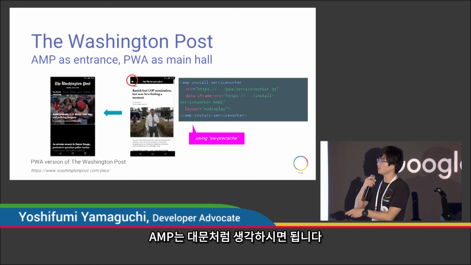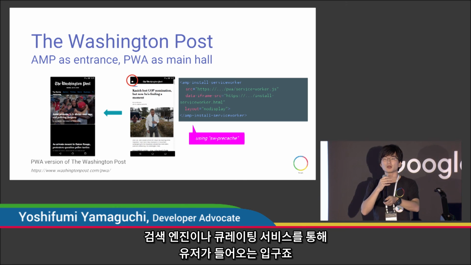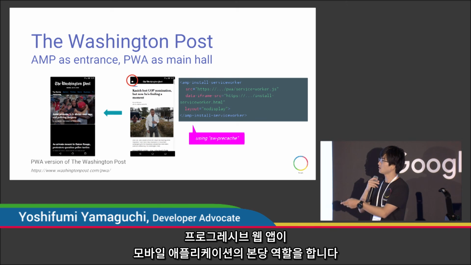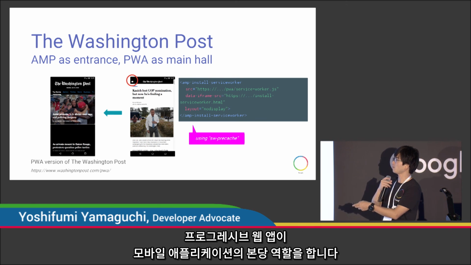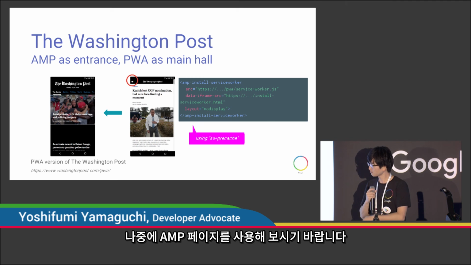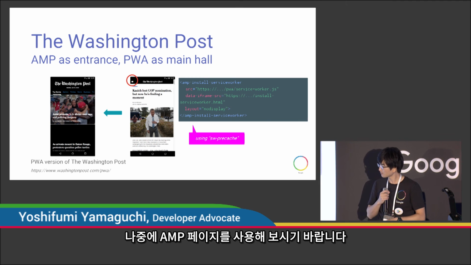So please think of AMP as the entrance pages for users who come from the search engine or the curating service, and the PWA, progressive web app, as the main hall of your mobile application. So please try these pages later.